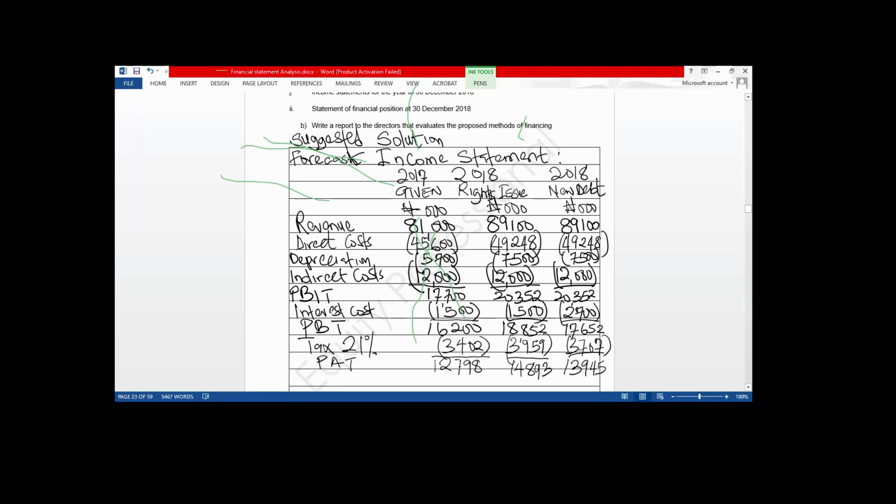After your tax, what remains? Let's go and look at dividends. Dividend is the amount of profit after tax that is distributed to shareholders in the form of cash. So let's go and look at the policy on dividend for this company. Back to the question.